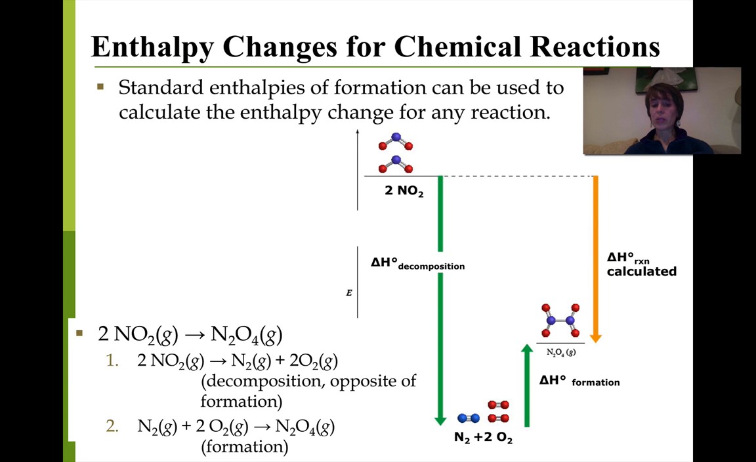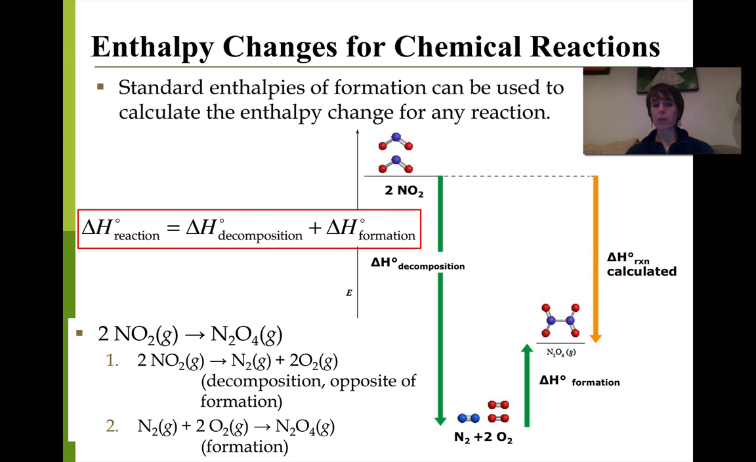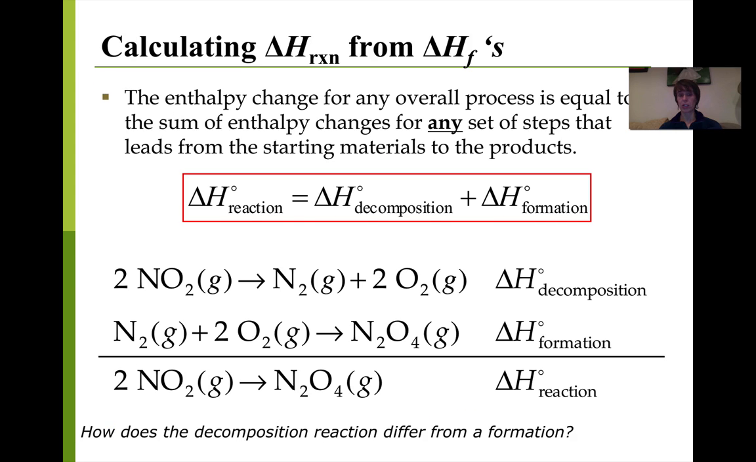So what we're doing is looking at this reaction as a series of 2 steps, and the overall enthalpy change for the reaction of 2NO2 to N2O4 is the sum of this decomposition step, the big downward arrow, and the formation step, the smaller upward green arrow. So if we know the 2 values of those enthalpy changes, the enthalpy change of the reaction is the sum of the 2. So let's see how that plays out and how we can use these looked up values to actually calculate that enthalpy change.